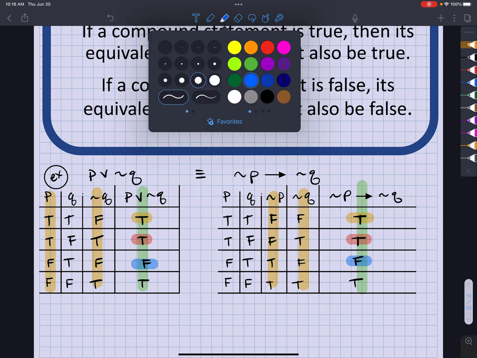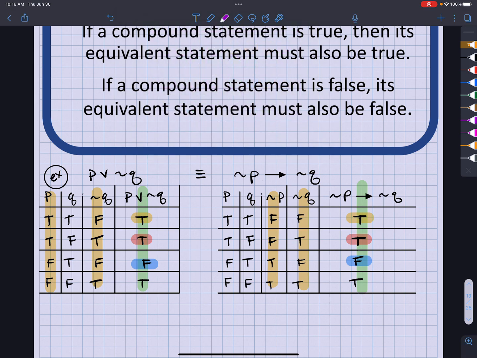And when I ran out of colors, let's use purple. If this is true, and this is true, so in other words, all four of them have to have the same thing for these two compound statements to be equivalent. And since this is, that means yes, those two are equivalent. All right. So let's look at some other equivalent statements that could be conditional.